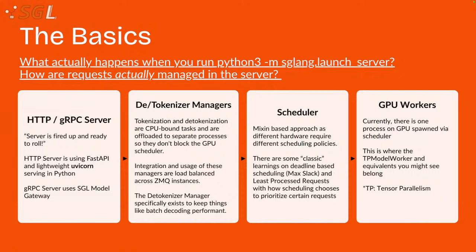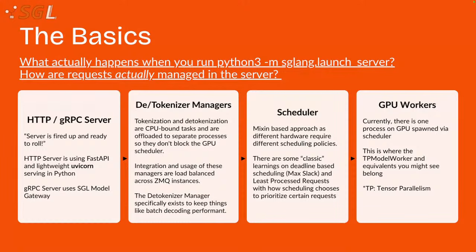The HTTP server specifically is using FastAPI and a lightweight Uvicorn serving in Python. That's important in terms of the ways we can connect to SGLang. Does it support HTTP 1.1, HTTP 2.0, etc.? That's all based off the fact that your core dependencies, which we'll find and investigate throughout this talk, tell you what you can support and what you can do. On the gRPC side, this is routed through something called the SGL model gateway, which is another top-level directory in the SGLang repository.